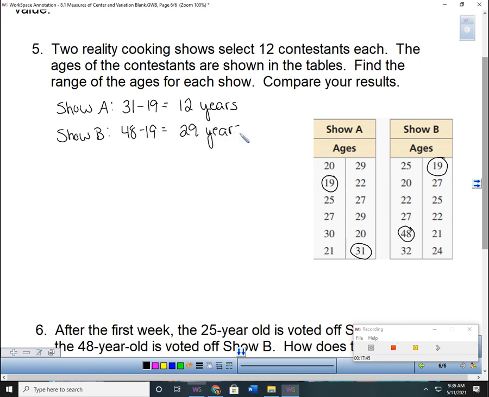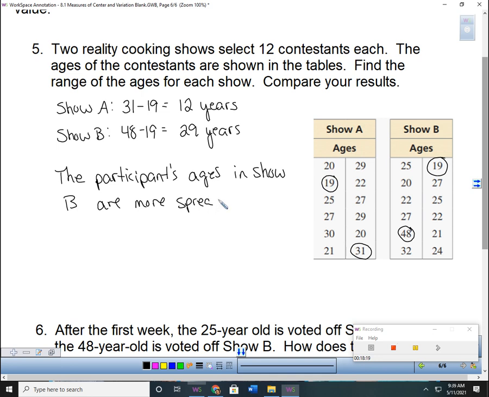So obviously, if we were comparing our results here, show B, their participants are more spread out in age, right? There's 29 years between all of them. So the participants' ages in show B are more spread out. So we have a larger range of ages for show B.